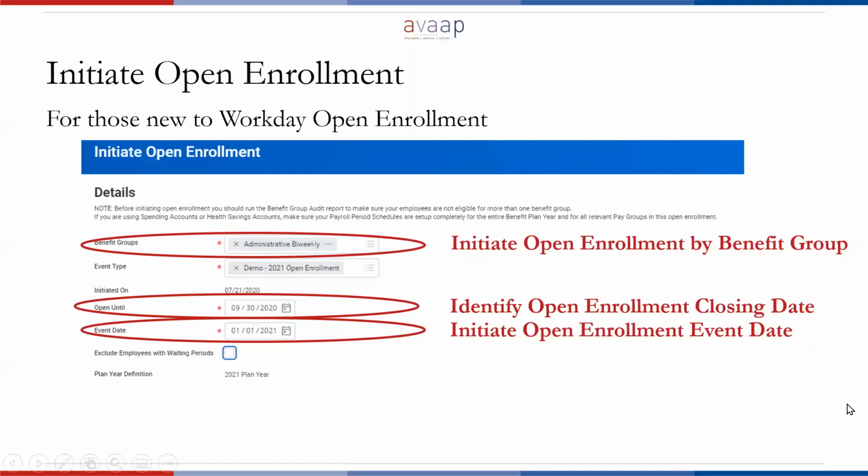So for those that are new, this is what the Initiate Open Enrollment page looks like in Workday. On this page, you'll see that you initiate your open enrollment by benefit group, but you can open multiple benefit groups at a time. You'll specify how long your open enrollment will stay open by the open until date, and then you'll specify what is your open enrollment event date.